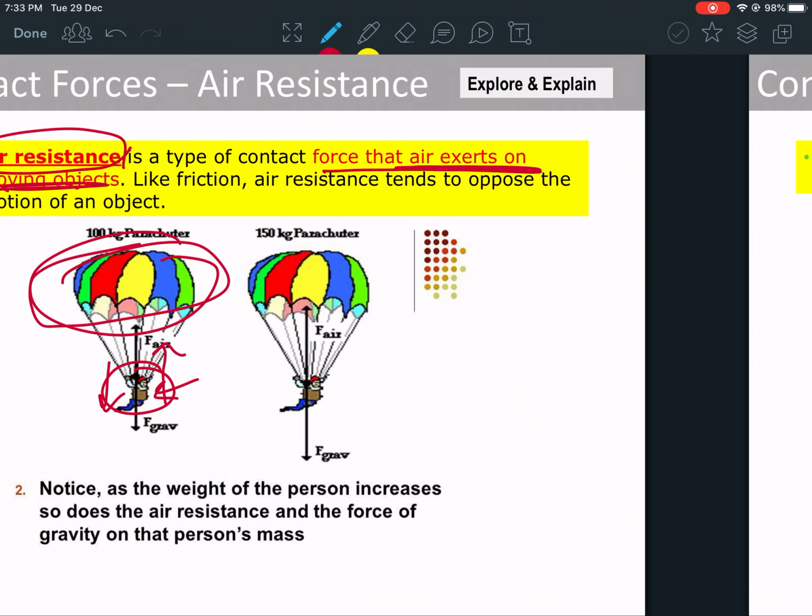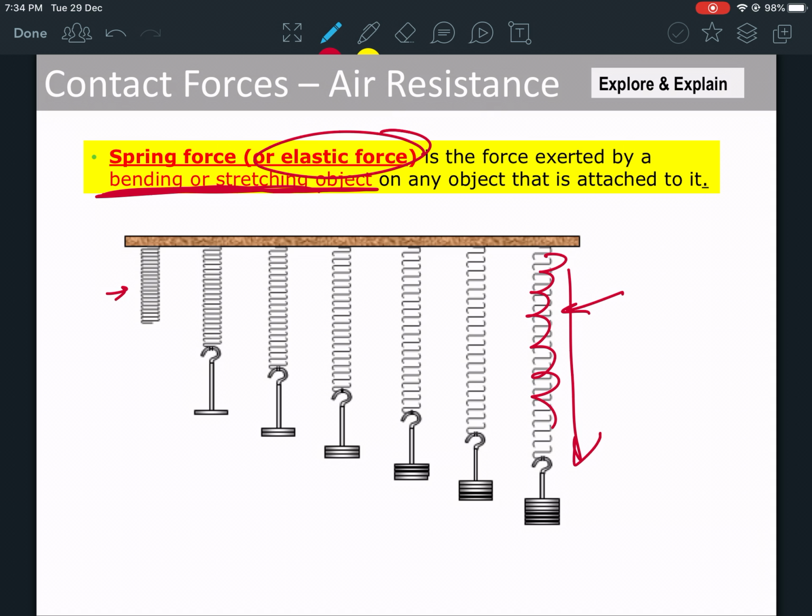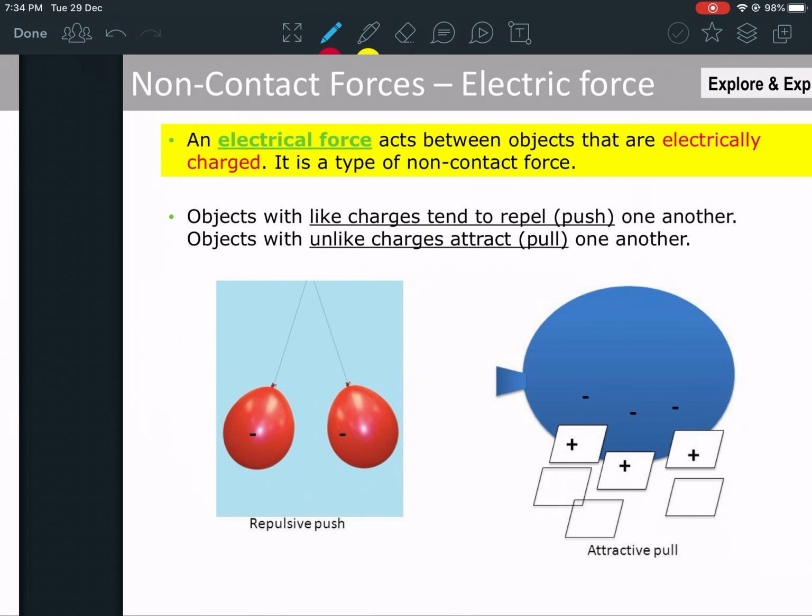It's contact. You have spring force. That's super easy. It's the elastic force. It's a force exerted by bending or stretching an object, like this one. You see the spring is being stretched, so this is elastic force or spring force.